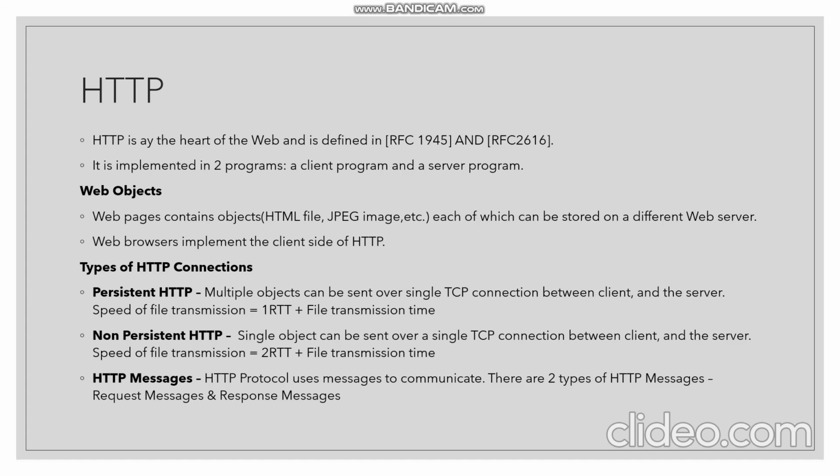There are different types of HTTP connections. These are persistent HTTP connections and non-persistent HTTP connections. In the persistent HTTP connection, multiple objects can be sent over a single TCP connection between client and the server. The speed of file transmission for the persistent will be 1 round trip time plus file transmission time. And for the non-persistent HTTP, it will be 2 round trip times plus file transmission time. In the case of non-persistent HTTP, a single object can be sent over a single TCP connection between client and the server.